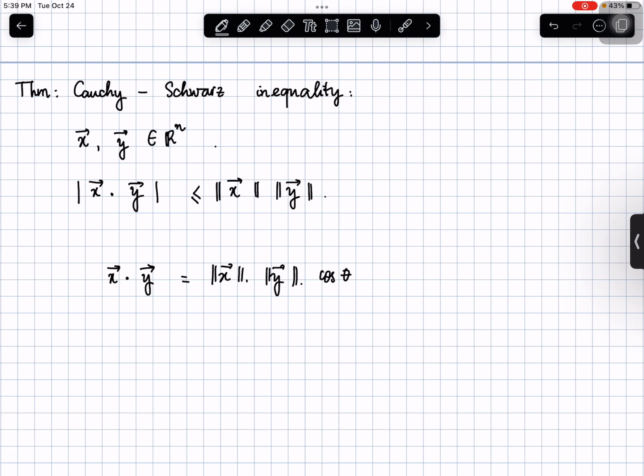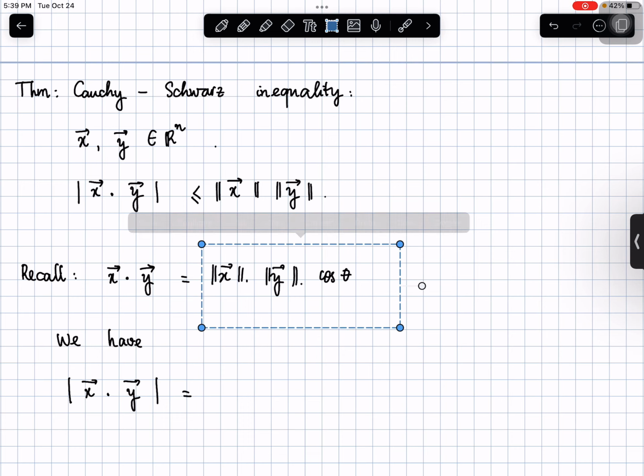So recall that we have this theorem. The dot product of two vectors x and y is equal to the length of x times the length of y times the cosine of theta, where theta is the angle between x and y. Okay, now the left hand side is the absolute value of x dot y, which is the absolute value of this one, right?